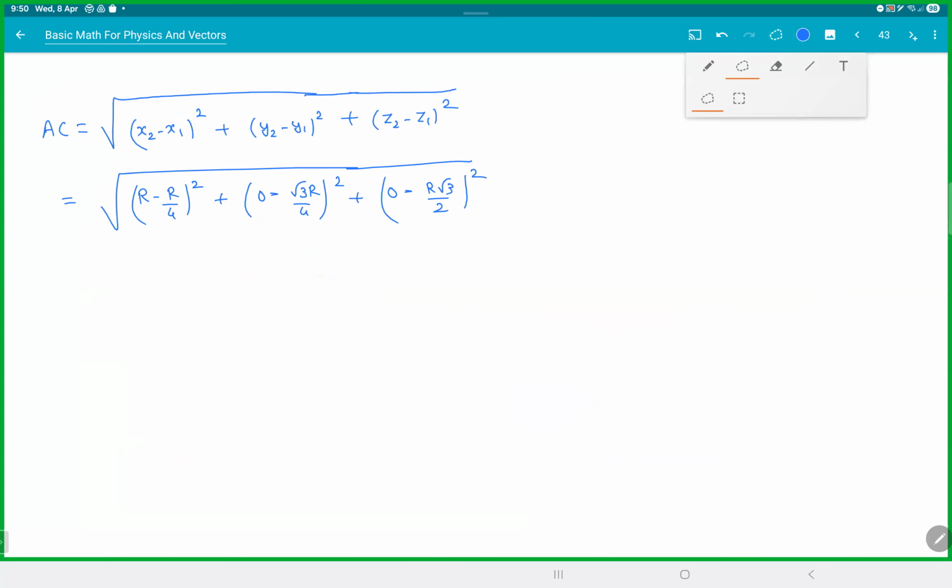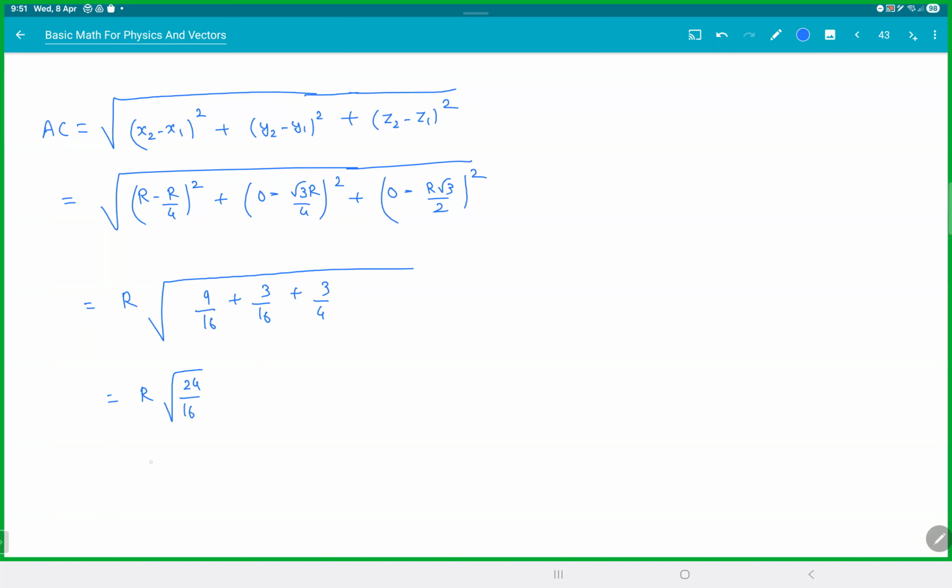You can simplify this. The r comes out of it. This will be a root, that is 3 by 4, that's 9 by 16, plus this is 3 by 16, plus this is 3 by 4. That's 9, 3, 12, and that would be multiplied 3, 4, 12, 12, 12, 24. So you'll get root over 24 by 16. That would be root over 8, 3 by 2. So this is r into root over 3 by 2. That's the length of AC.